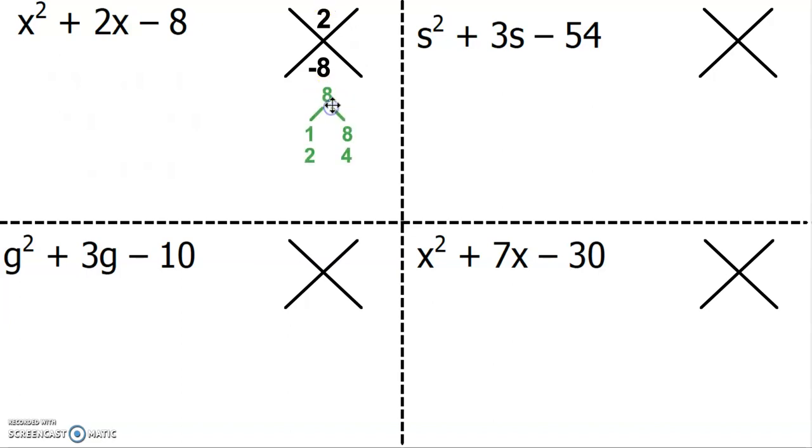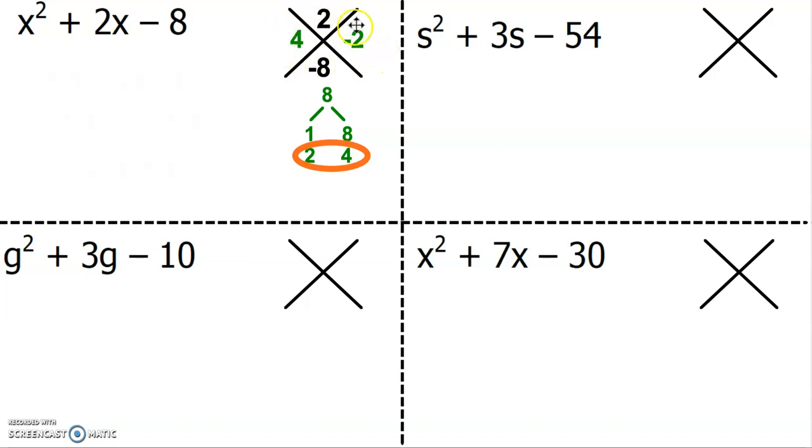Now I have to figure out my factors of 8. 1 times 8, 2 times 4. What combination of these could give me a positive 2? Well, if I take the 2 and the 4, if the 4 is positive and the 2 is negative, they multiply to be negative 8 and add to be positive 2.